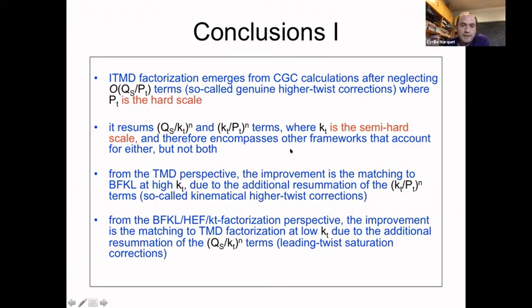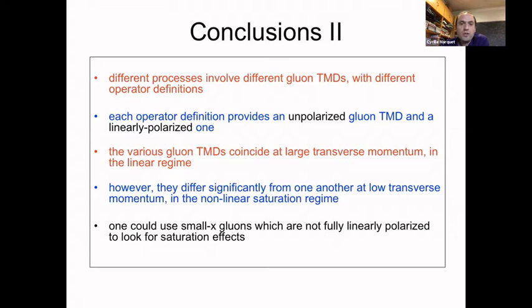Right. So as I explained to you, different processes will involve different gluon distributions. And each of these operator definitions always comes in a pair with one unpolarized gluon TMD and a polarized one. And that is the case even if the beams are unpolarized. We don't need to go to polarized collisions to be sensitive to gluon polarization. We showed that all these various gluon TMDs coincide at large transverse momentum when you are at small x, but you stick to the linear regime. And they start to differ significantly from one another when the momentum that you consider drops below the saturation scale. And as an outlook, we are trying to see if one could use these small x gluons that are not fully linearly polarized to try to find evidence for saturation effects in collider data.